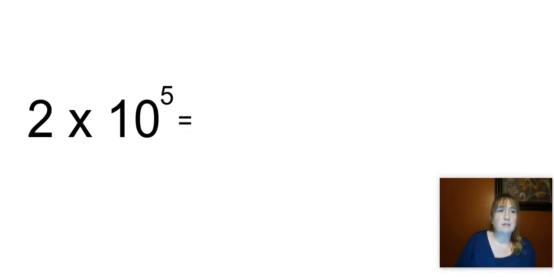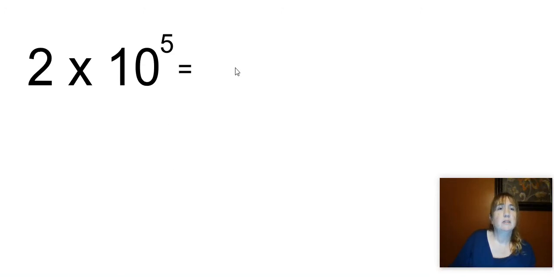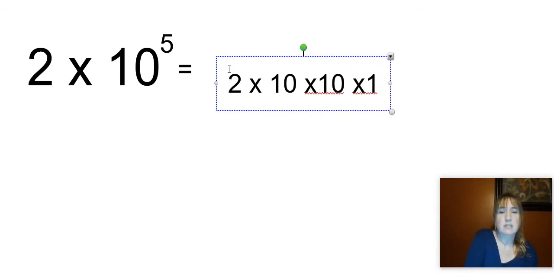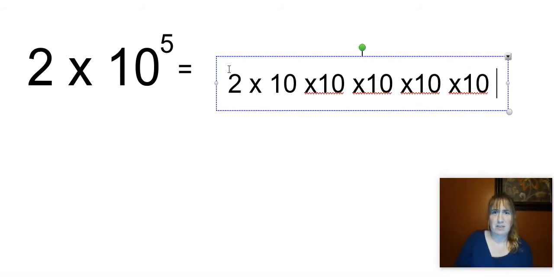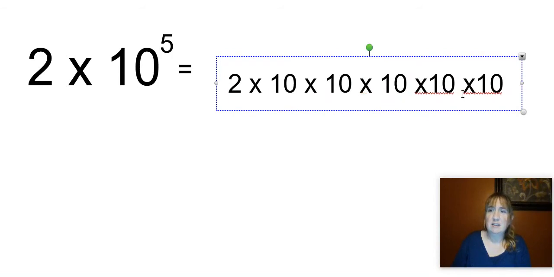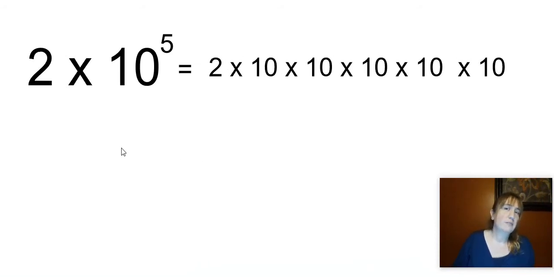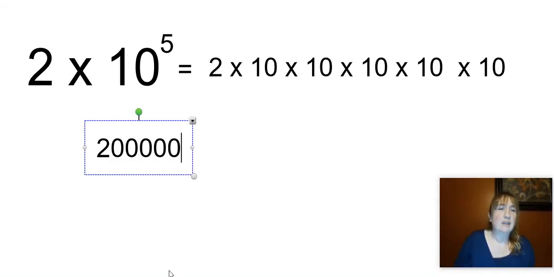If we look at another example here, we have 2 times 10 to the 5th power. So writing it again as powers of 10, we have 2 times 10 times 10 times 10 times 10 times 10. Make sure we have enough in there. And yeah, we do. So if we look at that, we have 1, 2, 3, 4, 5 listed in here. And if we were going to solve this one, 2 times 1 would be 2. And how many zeros? 5. 1, 2, 3, 4, 5. And then put our comma in at the very end, 200,000.